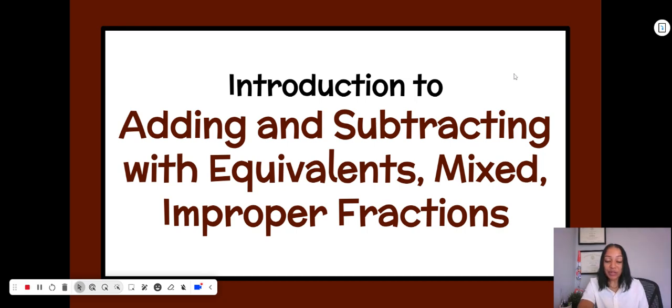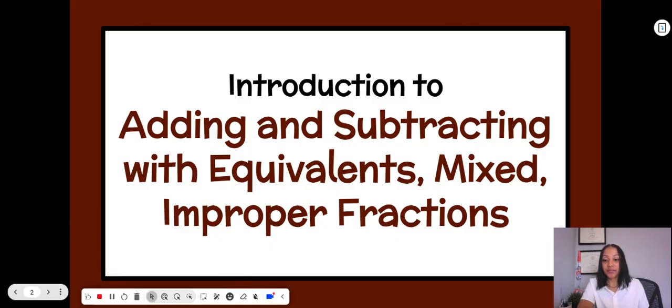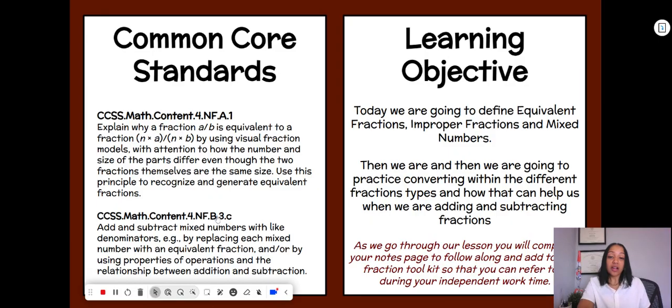Hi, in this lesson, we're going to be learning how to add and subtract with equivalent fractions, mixed fractions, and improper fractions. Our learning objective is that we're going to define equivalent fractions, improper fractions, and mixed numbers, and then we're going to practice converting those fractions into the different types of fractions so that we can use that skill in addition and subtraction when we're working with fractions.